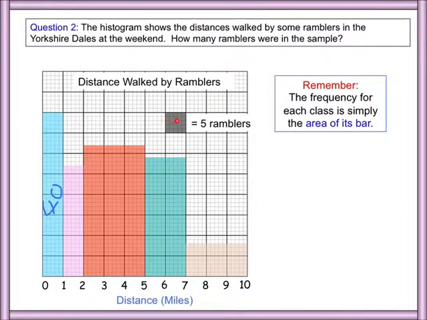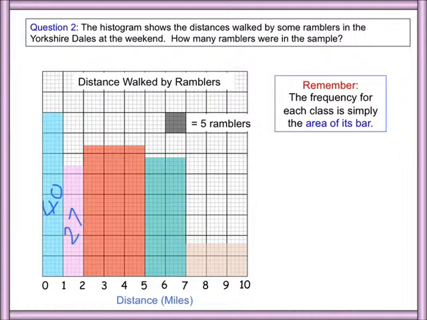So again, if this is 5 ramblers, then we've got 5, 10, 15, 20, 25. If that's 5, each row must be 1. So we've got 25, then 26, 27. That must be 27.